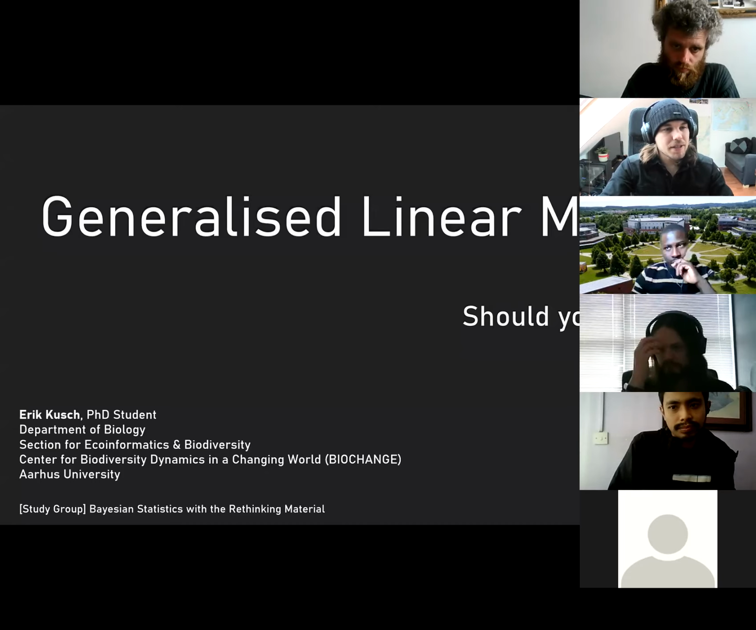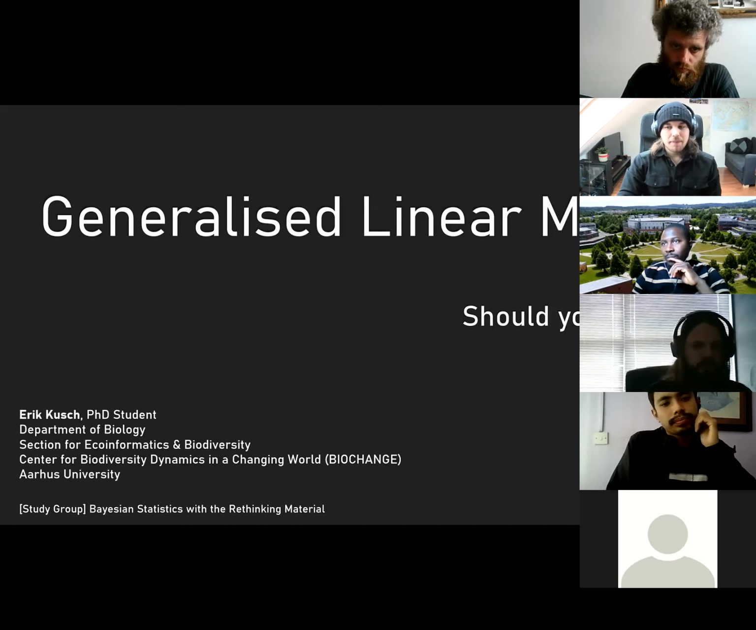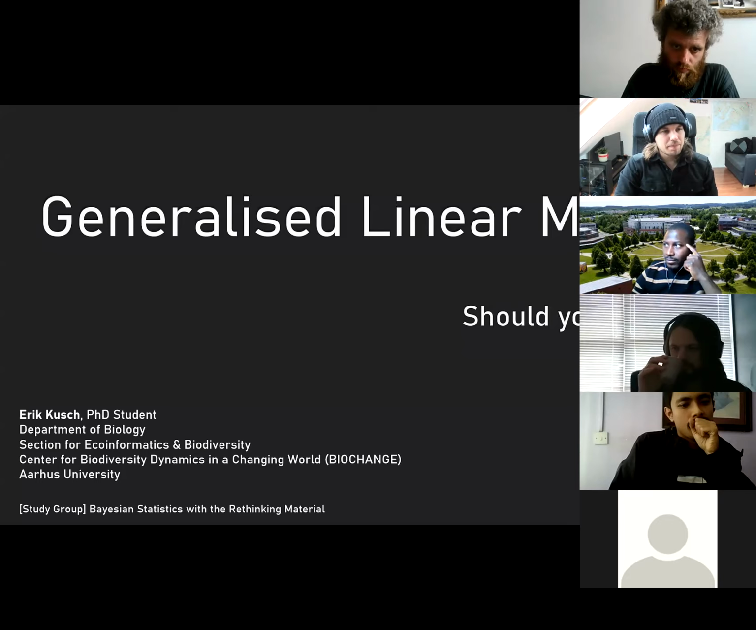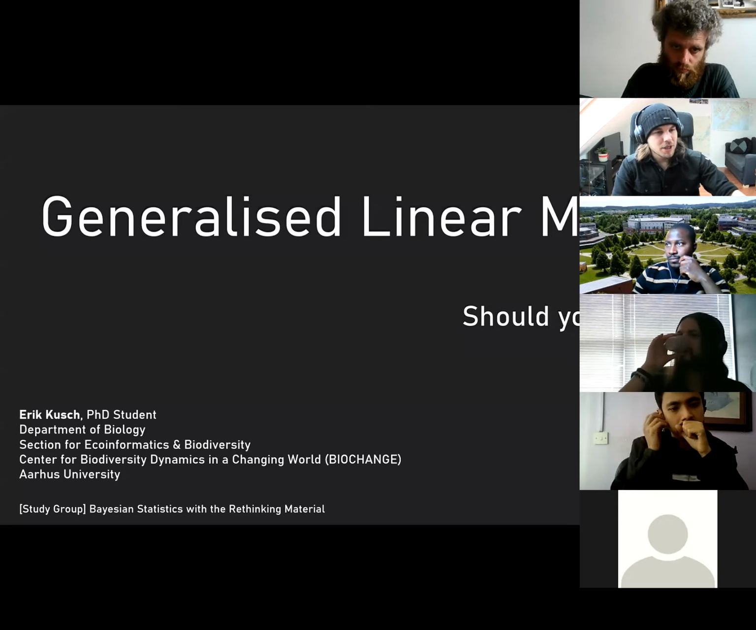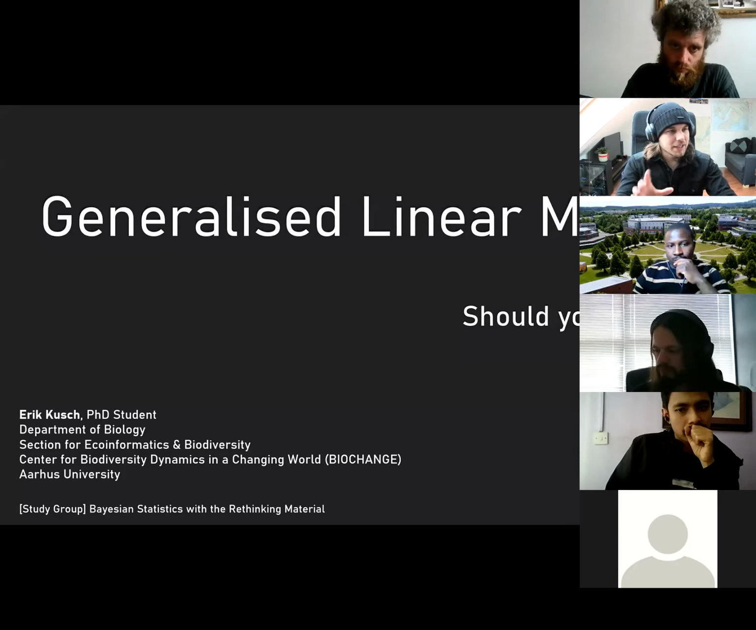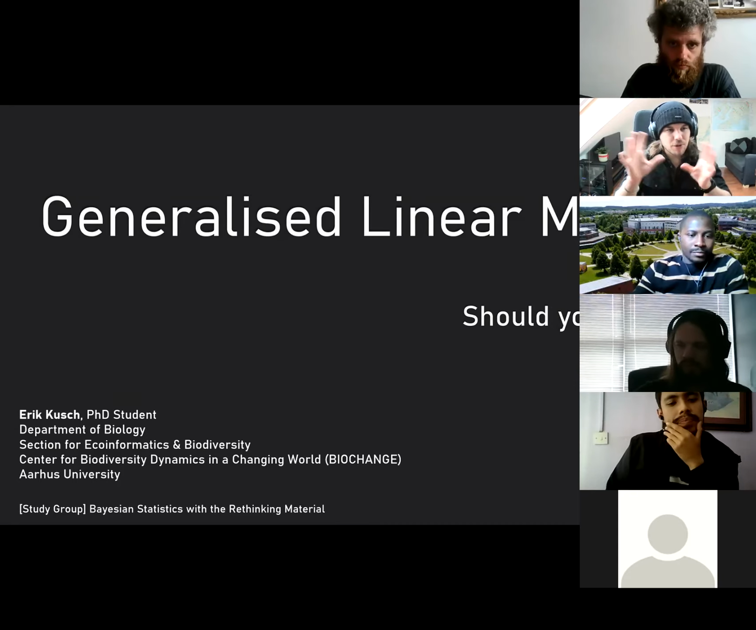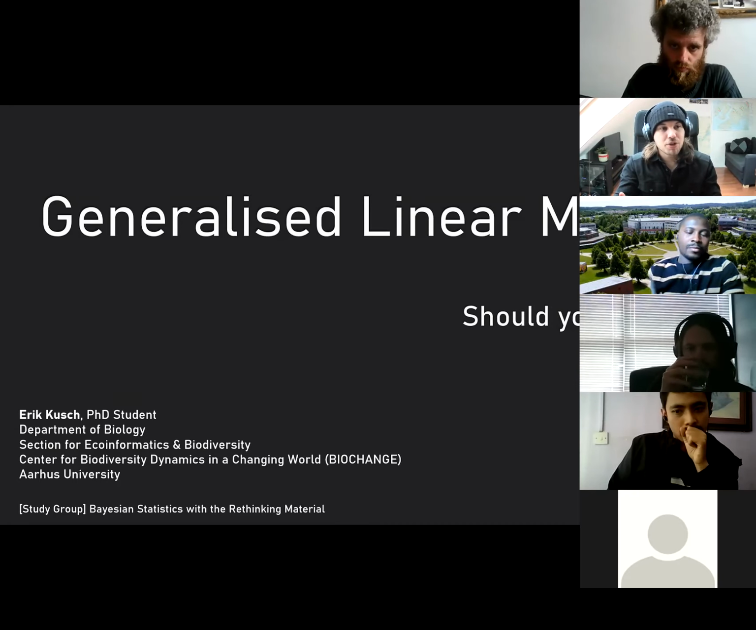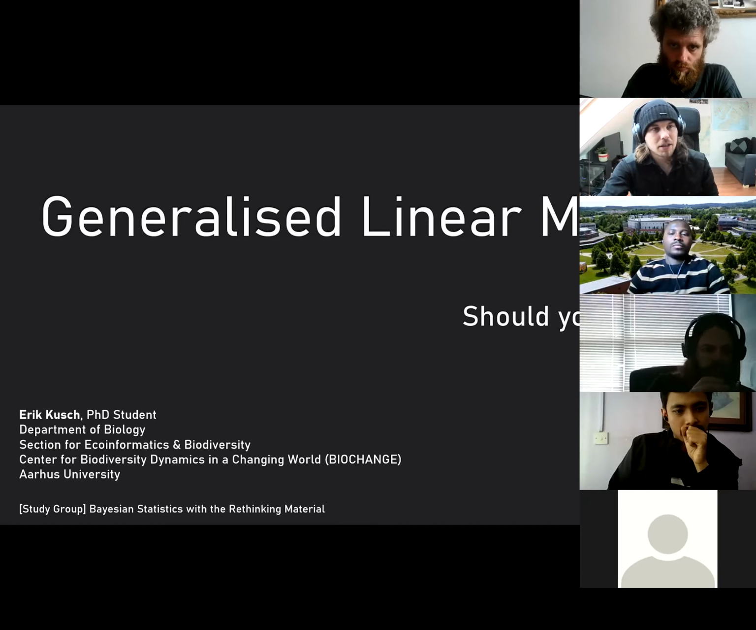So this chapter I had, I wouldn't say an issue with, but I feel as though it set out to prove why generalized linear models are not always the best approach, but then didn't quite make it apparent why McElreath would like other approaches most of the time. So I've tried to fill that in, but I'm not sure that I hit the mark.